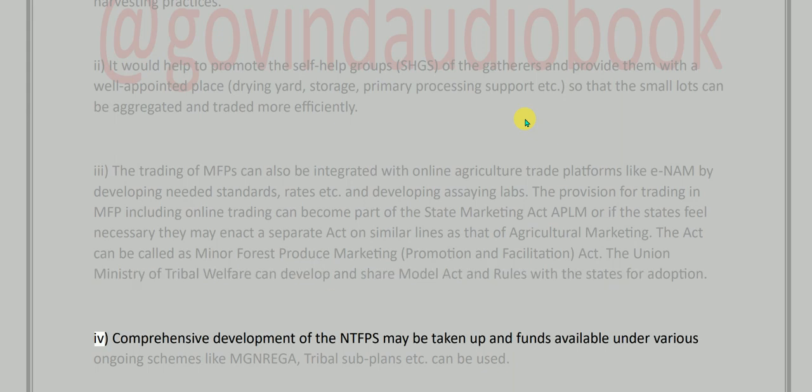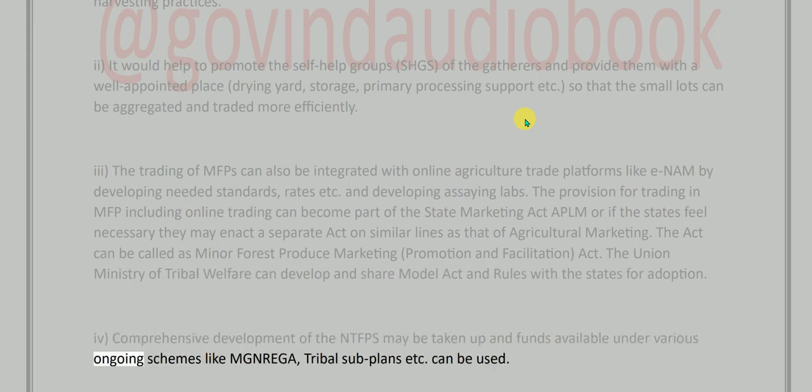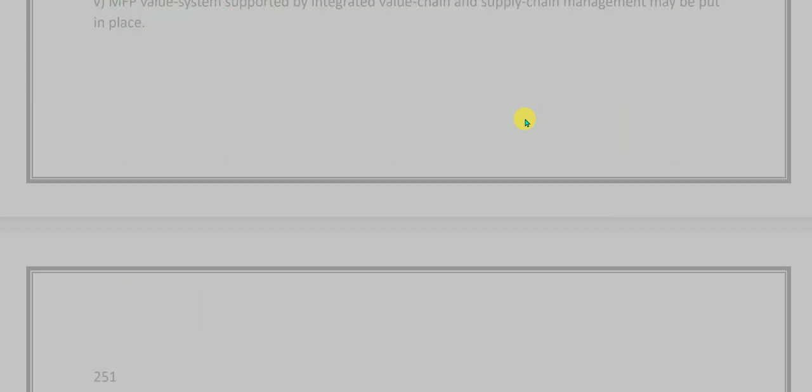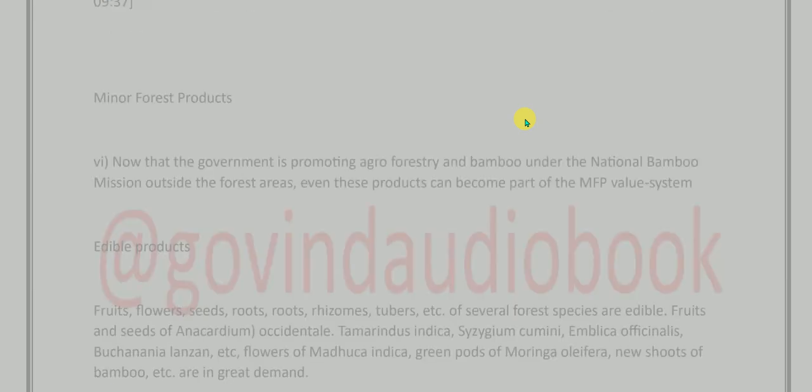4. Comprehensive development of the NTFPs may be taken up, and funds available under various ongoing schemes like MNREGA, tribal subplans, etc. can be used. 5. An MFP value system supported by integrated value chain and supply chain management may be put in place. 6. Now that the government is promoting agroforestry and bamboo under the National Bamboo Mission outside the forest areas, even these products can become part of the MFP value system.